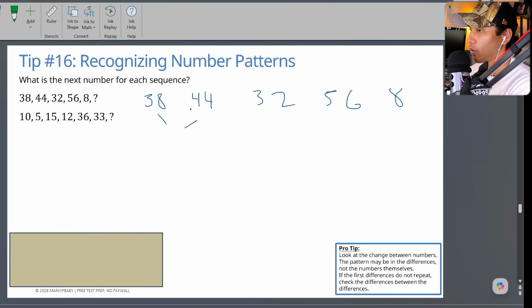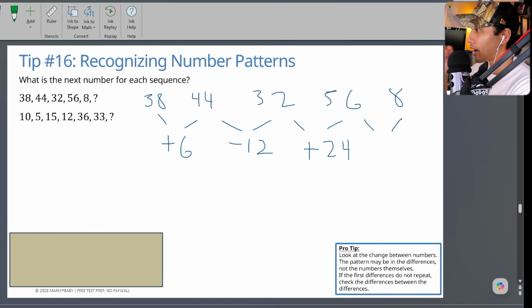38 to 44? Well, we go plus 6. And then we go from 44 to 32, minus 12. 32 to 56 is plus 24. And then 56 to 8. Wow, that is a big difference from what happened here. But what we see is it's minus 48. And do we see what's happening?